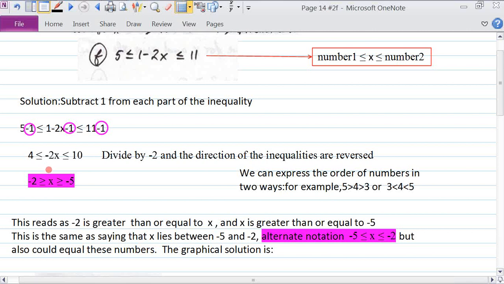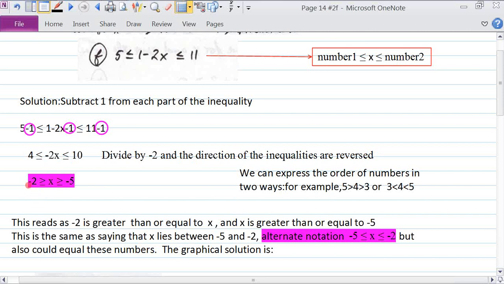So here, now, I want to get x by itself. How do I transform minus 2x into x? I divide through by minus 2. I divide minus 2x by minus 2, I get x. I divide this by minus 2. 4 by minus 2, I get minus 2, and 10 by minus 2, I get minus 5. But because I'm dividing through by a negative number, the directions of the inequalities are reversed. So this less than or equal to, and this less than or equal to, become greater than or equal to and greater than or equal to.